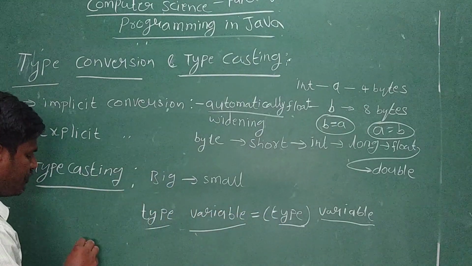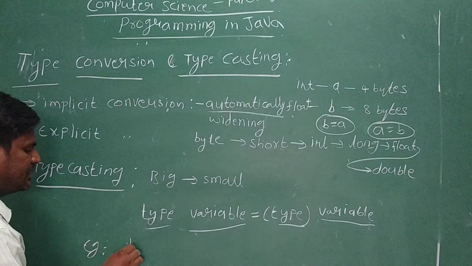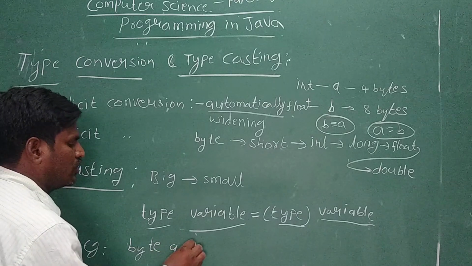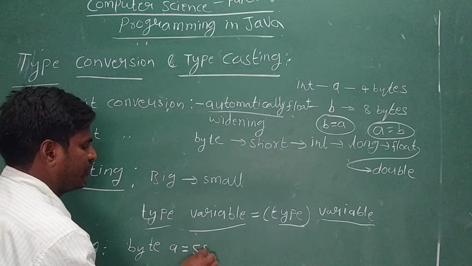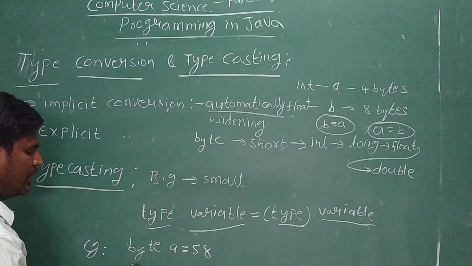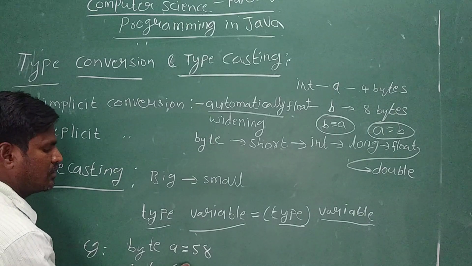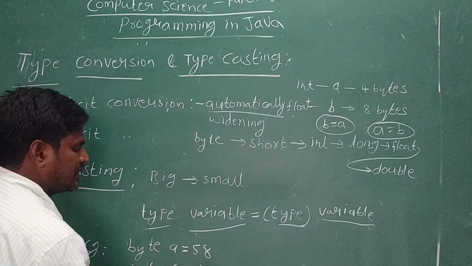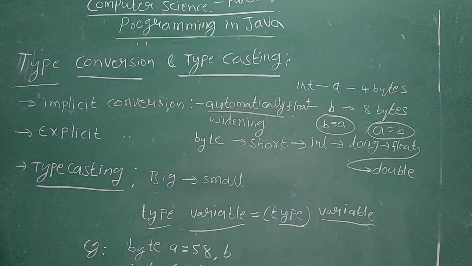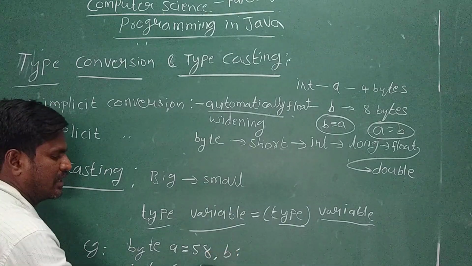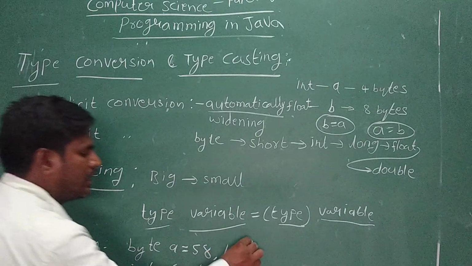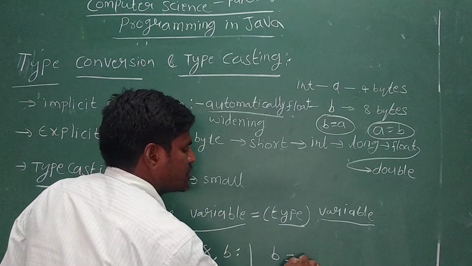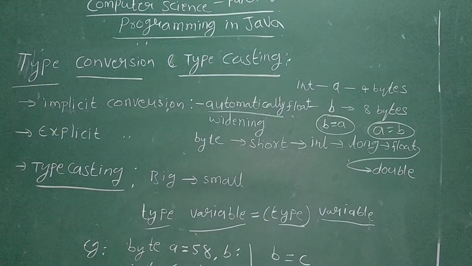So, for example, I will write A is equal to 58, C is equal to 46. Another variable is B. So I declare these variables here. Now I am writing B is equal to C. B equal to C.